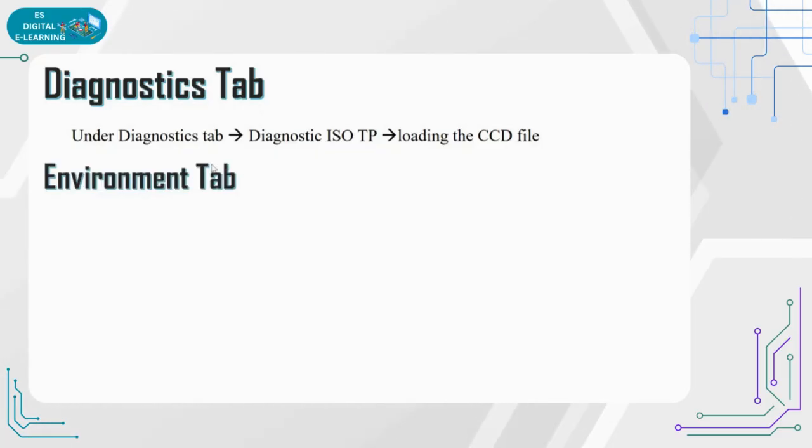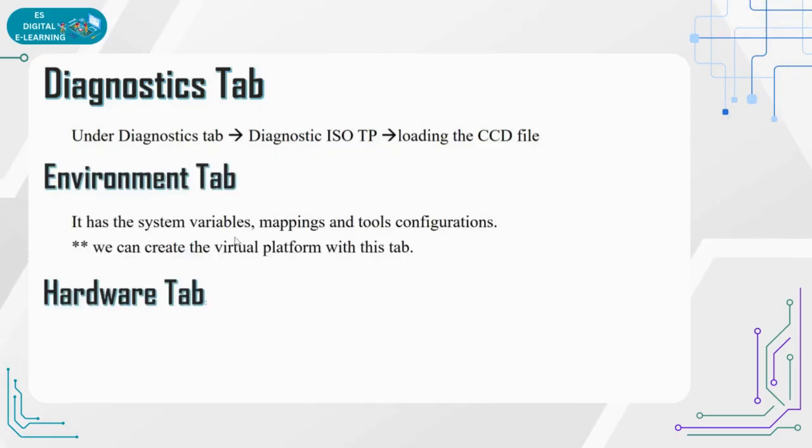And moreover, we have an environment tab. That environment tab is used for the system variables and mapping variables, like for creating the simulation.